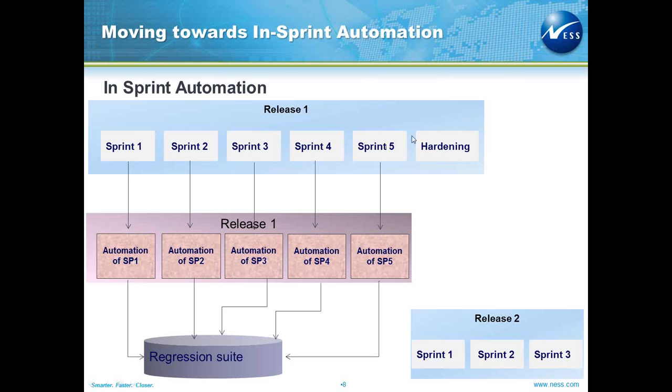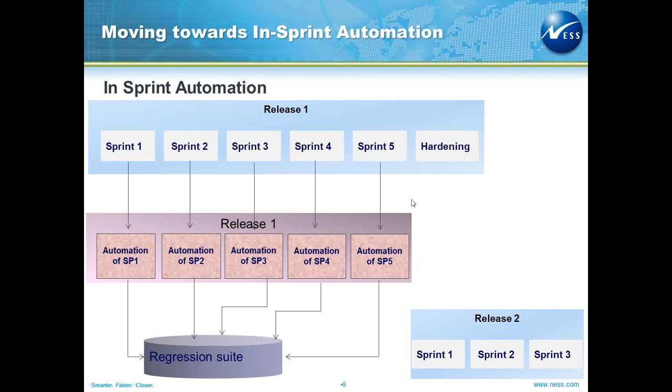So even as soon as I finish my sprint 5, which is nothing but your code cutoff probably for that particular release, I have my entire suite, new features automated and ready to be used as a regression suite for the next release as well as for the current release as well.